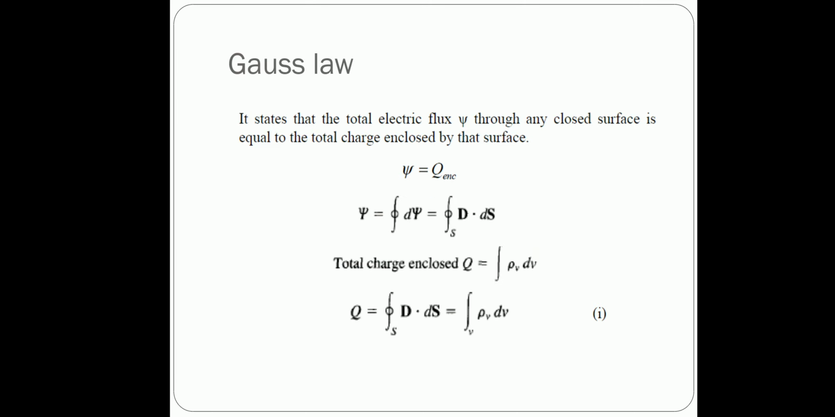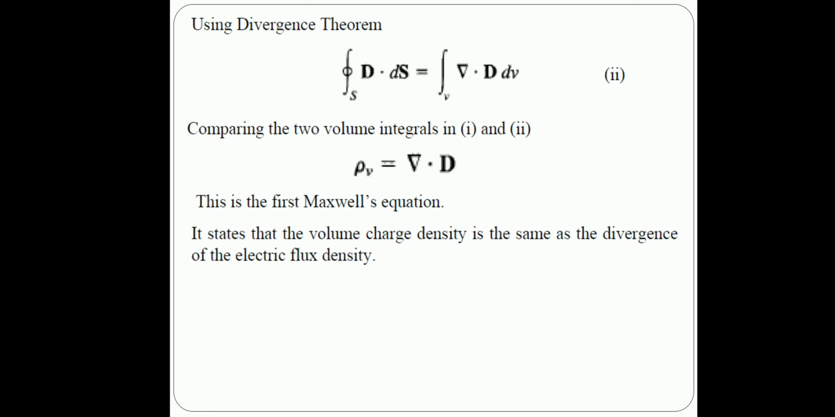So here we have the volume integral of rho v dv, which is equal to the volume integral of del dot D dv. Both sides are volume integrals, so we can equate the inside terms. That means rho v equals del dot D. This is an important equation, and it represents Maxwell's first equation in point form.